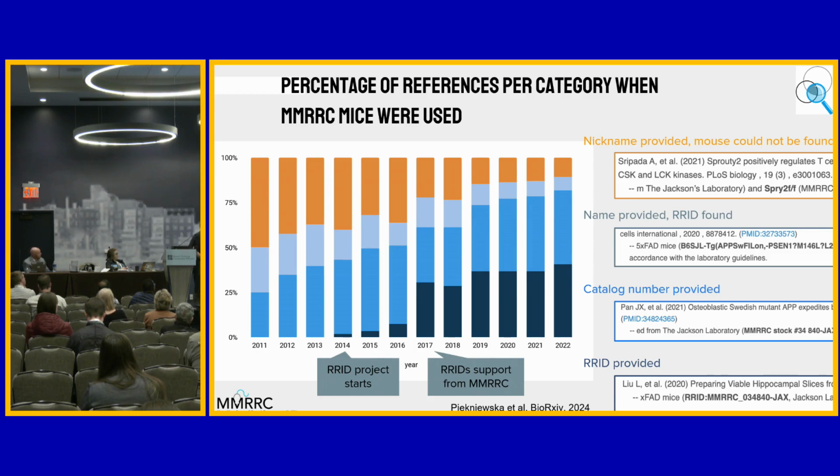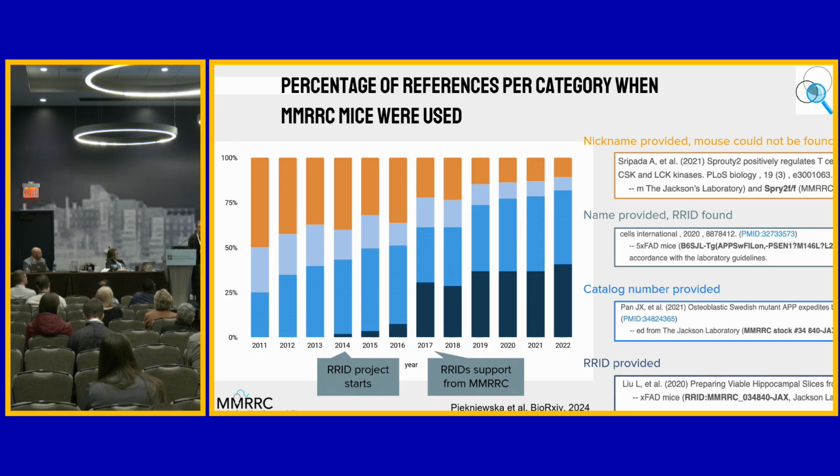This is our latest project. We started to ask the question, what is the impact of these little persistent identifiers? Is there anything that we're actually doing to improve the scientific literature? And this is what we found. So what is that graph?